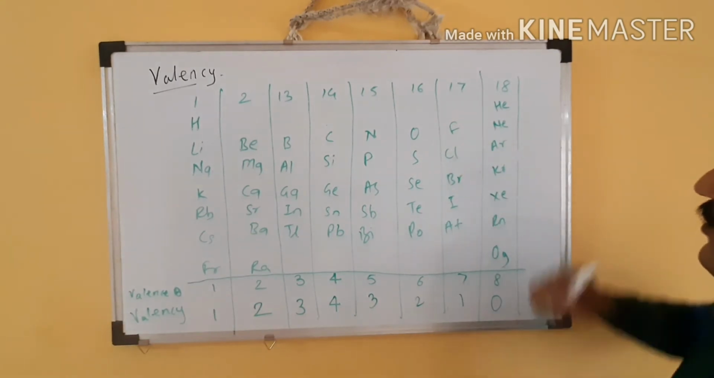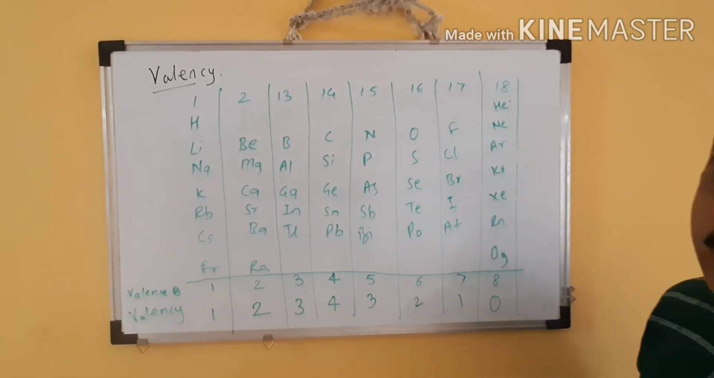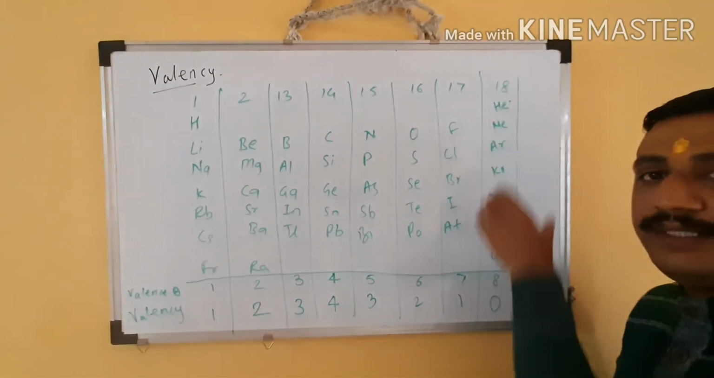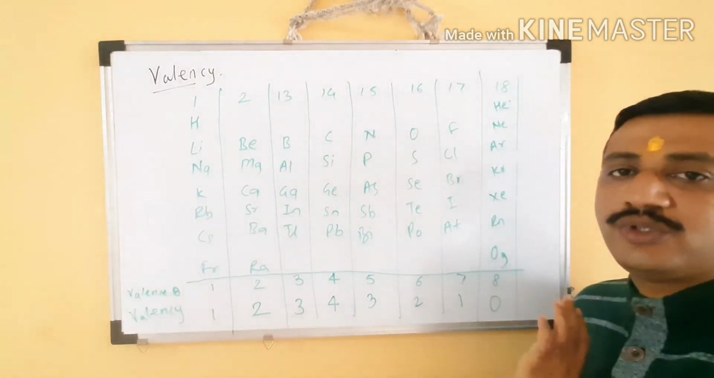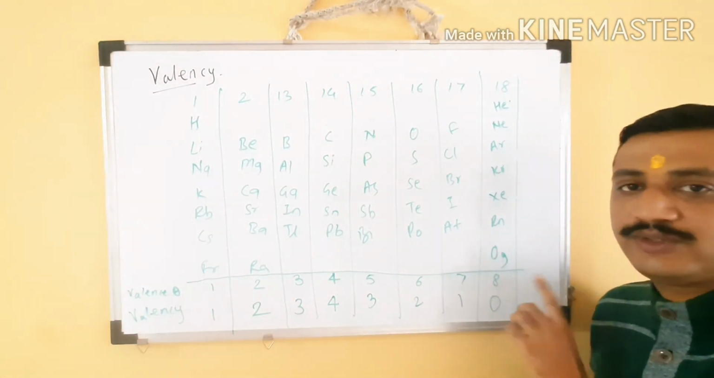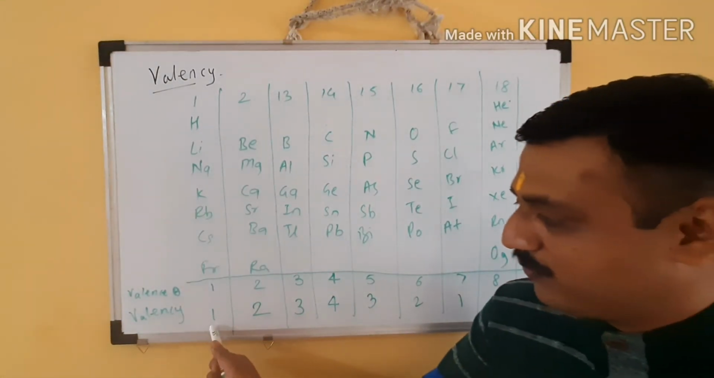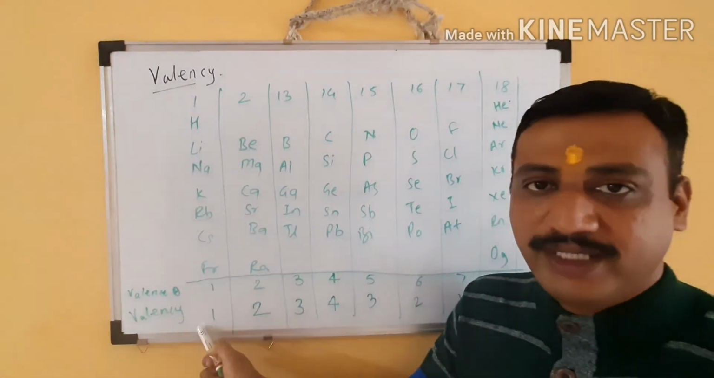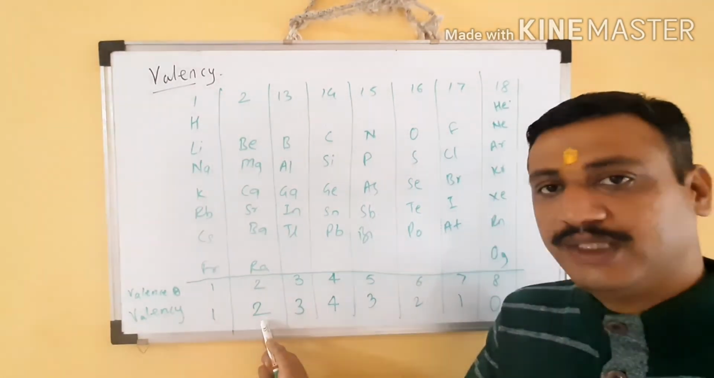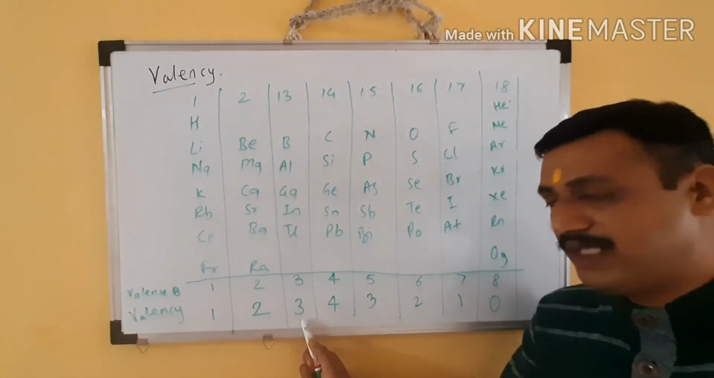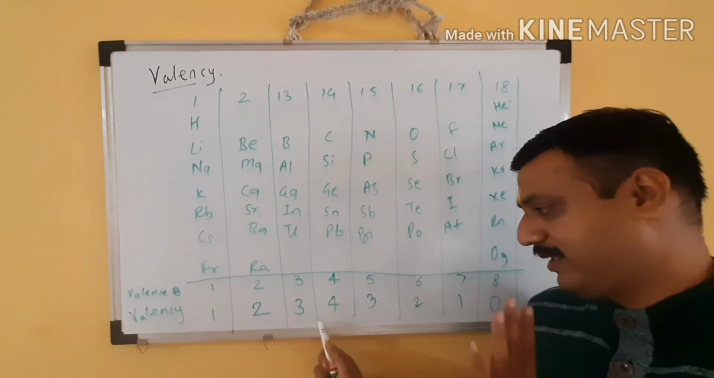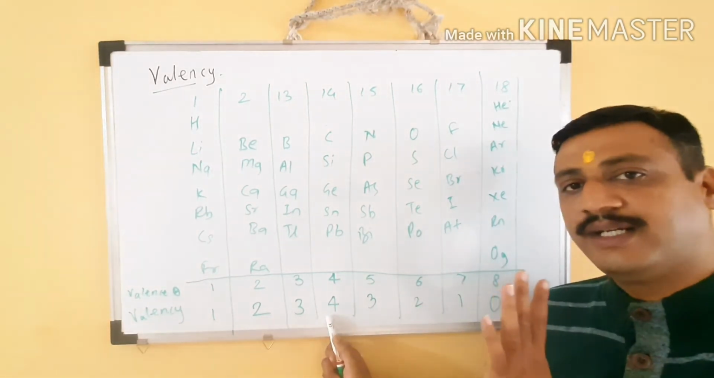The exception is helium, which has 2 electrons in the last shell. But all these group 18 elements neither lose nor gain electrons. So that's why their valency is 0. Last thing, if the element has valency 1, we call it monovalent. If it shows valency 2, it is bivalent. If it shows valency 3, we call it trivalent. If it shows valency 4, it is tetravalent.